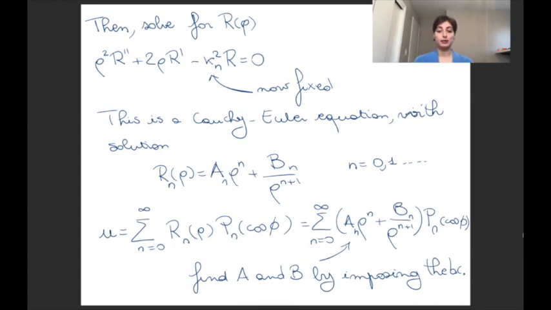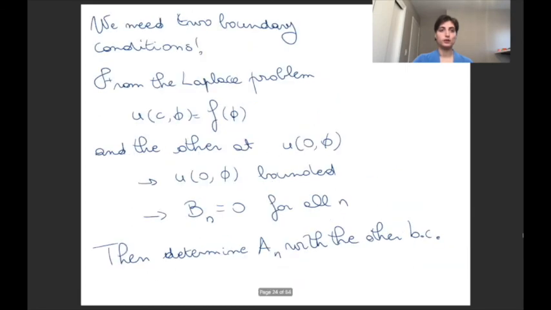We need to find a and b by imposing the boundary conditions. We need two boundary conditions. On one hand, we have that from the Laplace problem, when we compute u at rho equal to c, we have f of psi. On the other hand, at rho equal to 0, we want something physical. So we want that u at 0 psi is bounded. This means that bn needs to be equal to 0, otherwise anything divided by rho to the power n plus 1 for any value of n when rho tends to 0 would explode. So bn is equal to 0 for all n.